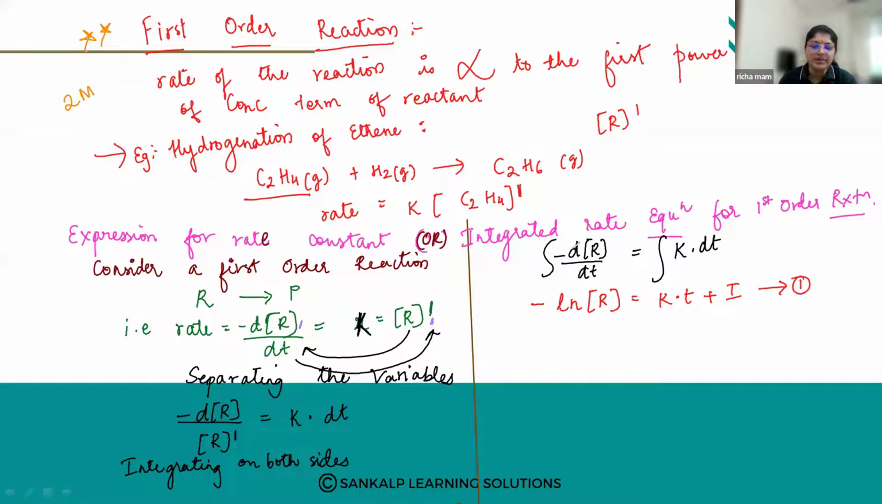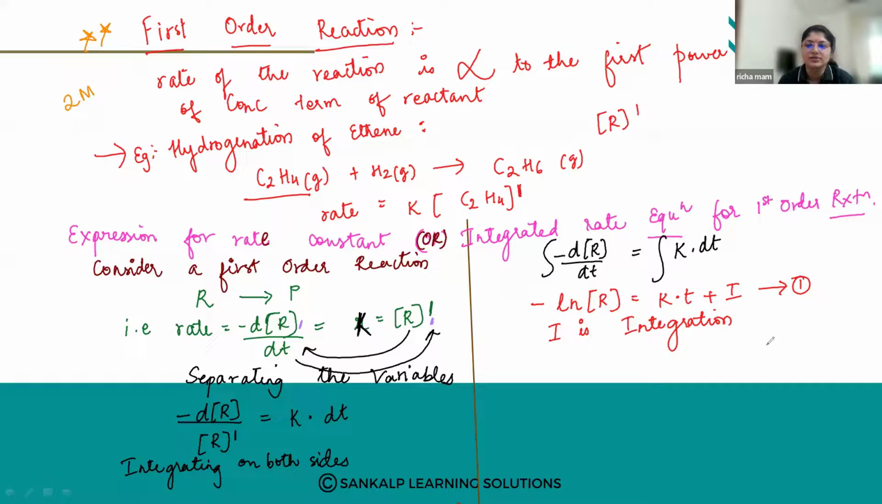So the integration of minus d[R] by [R] gives minus ln of [R], the concentration of R. This is equation number 1. Now what is I? I is the integration constant, or constant of integration.